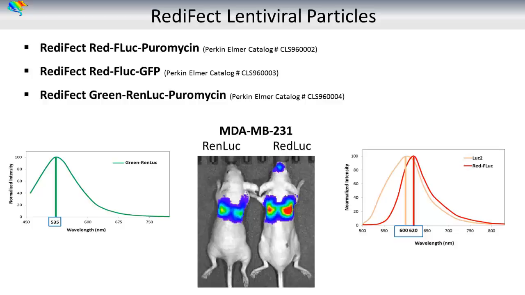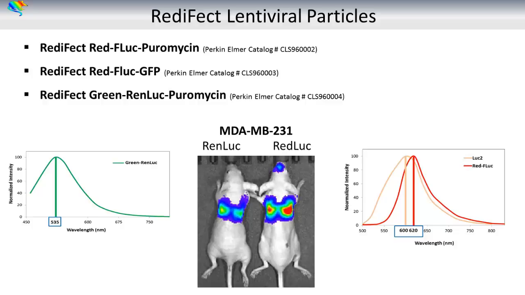And lastly, a new and very bright Rhinella luciferase is featured that emits at 535 nanometers. This Rhinella luciferase is an excellent choice for dual reporter assays with an inducible Firefly luciferase reporter. Each of the constructs drives expression of the reporter gene under the ubiquitin C promoter, the best choice for stable expression.